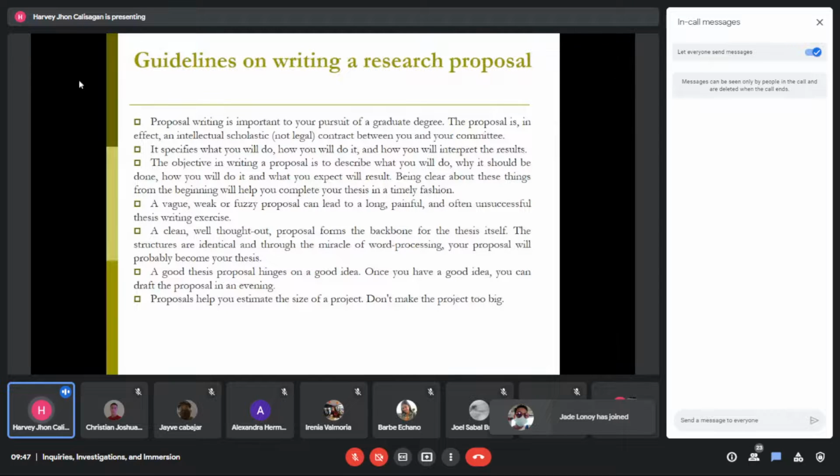It specifies what you will do, how you will do it, and how you will interpret the results. The objective in writing a proposal is to describe what you will do, why it should be done, how you will do it, and what you expect with the result. And being clear about these things from the beginning will help you complete your thesis in a timely fashion. I hope you have this mindset, that you already know the beginning of your research until the end. Okay?